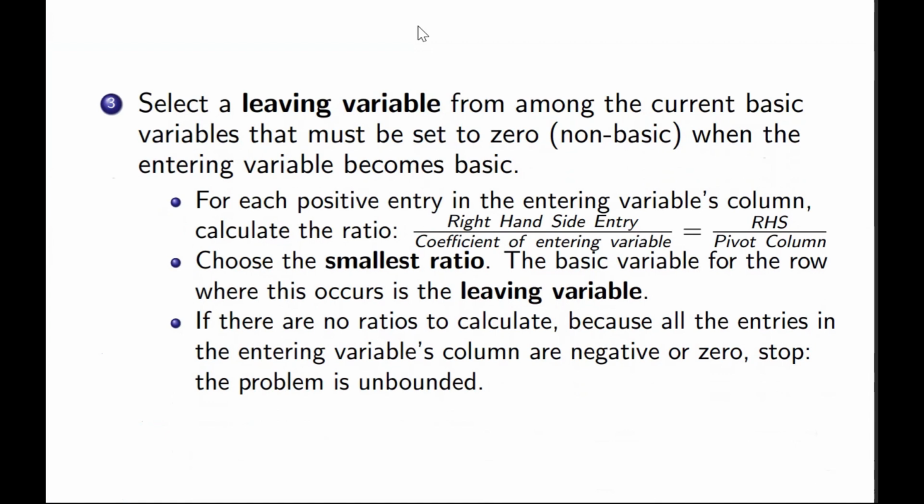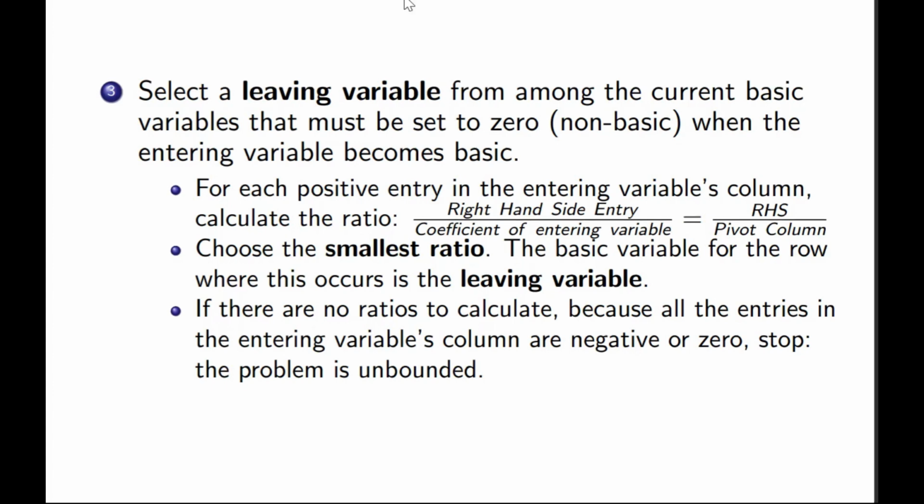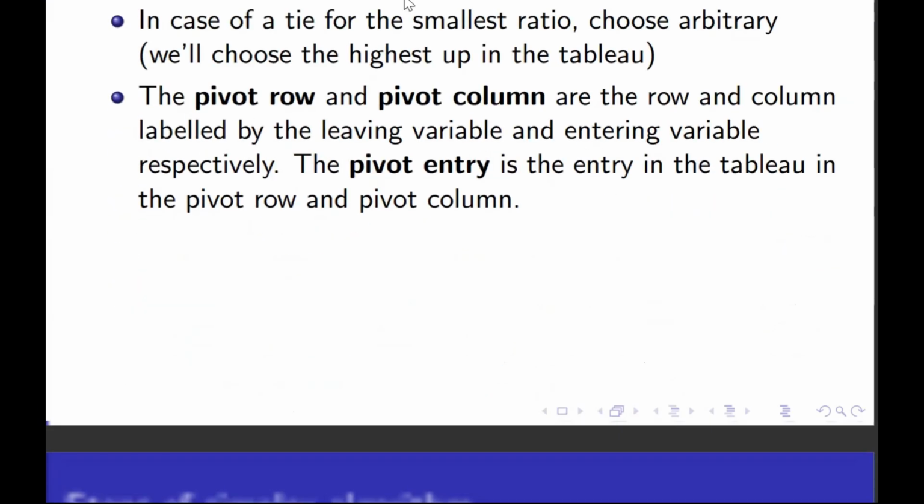Step 3: select a leaving variable from among the current basic variables that must be set to 0 when the entering variable becomes basic. For each positive entry in the entering variable column, calculate the ratio. Choose the smallest ratio; the basic variable for that row leaves. If there are no ratios to calculate because all entries in the entering variable column are negative or 0, stop. The problem is unbounded. In case of a tie for the smallest ratio, choose arbitrarily. We'll choose the highest up in the tableau.